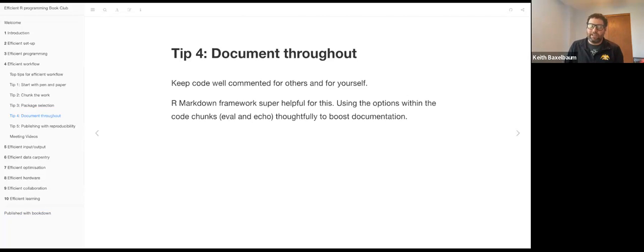They emphasized things like Markdown as being really helpful for this. And then talked about the options to control what gets output through the eval and echo code chunk options, to use that as part of your documentation process, which I think are useful to say basically what's going to get spit out into the actual Markdown document.